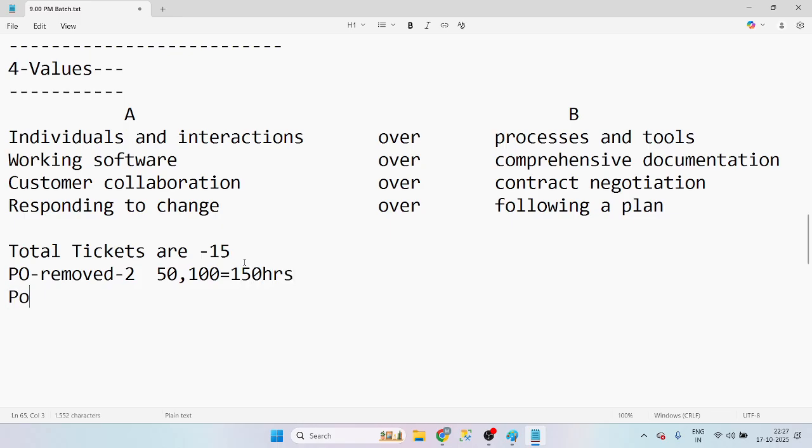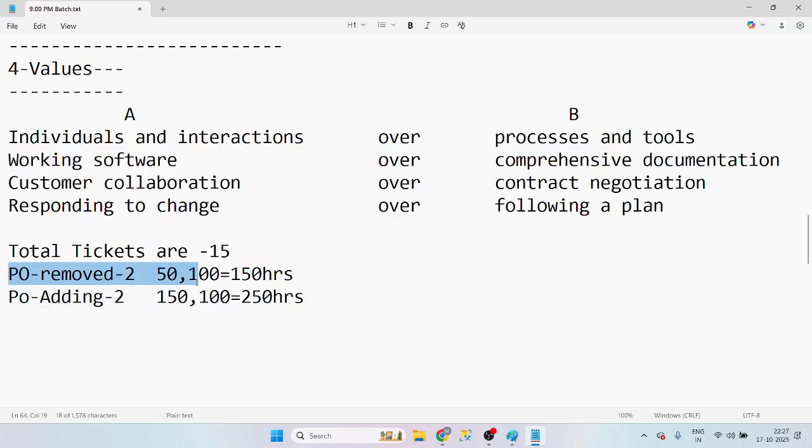Now the PO is adding 2 tickets, guys. The first ticket's time is 150 hours to complete. The second is 100 hours. Total how many, guys? 250 hours. Now what is the catch, guys?